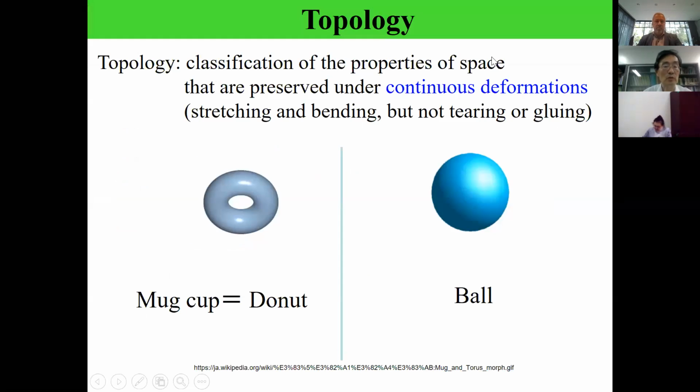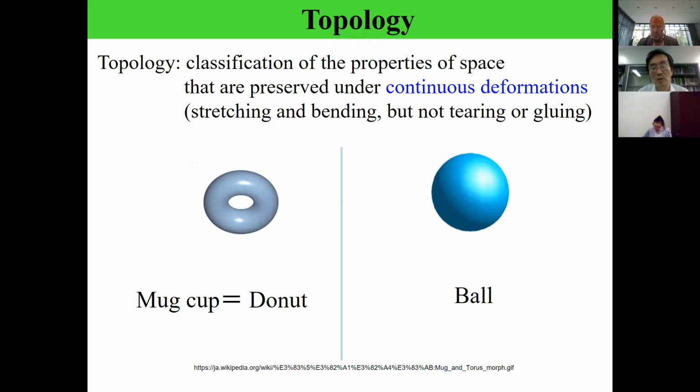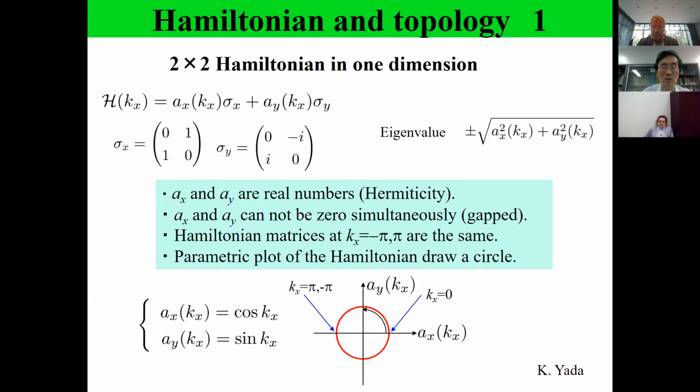So what is topology? Topology is a kind of concept, a classification of the properties of space that are preserved under continuous deformations, stretching and bending, but not tearing or gluing. As seen from this picture, a mug cup is equivalent to a donut. On the other hand, a ball is a different shape, so it can be distinguished between these two.